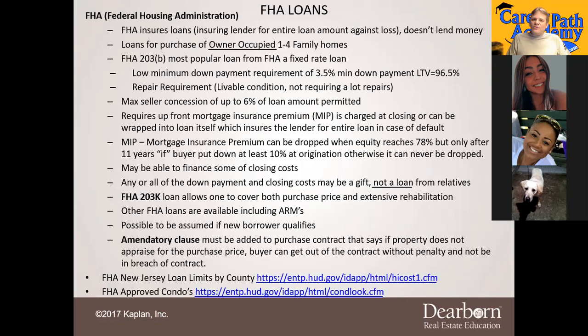Okay, so any or all of the down payment and closing costs can be a gift, not a loan, from relatives, because if it's a loan, then it has to factor into your debt-to-income ratio, and then you may not qualify for it.